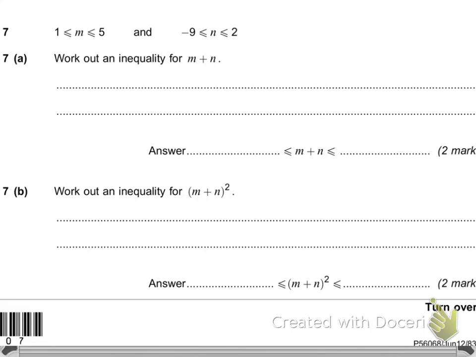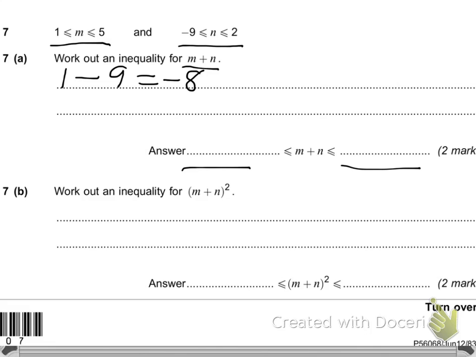Okay, you need to work out the inequality for m plus n. So if you look at the numbers above, that's m and that's n. You've got to think about the smallest number that you could get to go here and the biggest number you could get to go here. So if you take the smallest number on the left hand side and the smallest number on the right hand side, you're going to get 1 minus 9, which is minus 8.